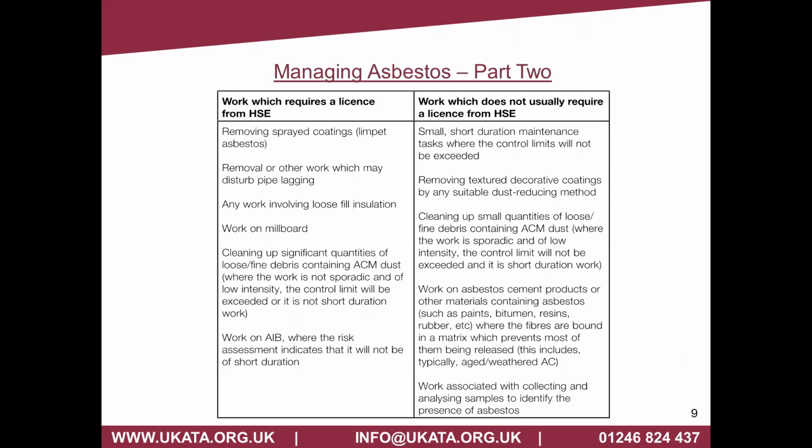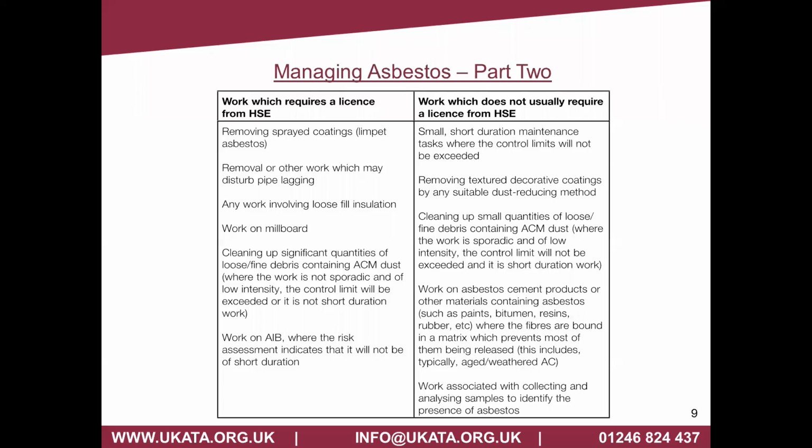So on the left: sprayed coatings, lagging work, loose fill insulation, cleaning up significant quantities of loose fibre debris, and work on AIB where it's not short duration. I'll explain the time on that in a second or two. On the left-hand side, they would generally require a licence issued by the HSE for the contractor to do that work. On the other side, we can see what doesn't normally require a licence: small short duration maintenance works, removing textured coatings, cleaning up small quantities of loose fine debris. But again, all of this must obviously be below the control limit as set down under the regulations.